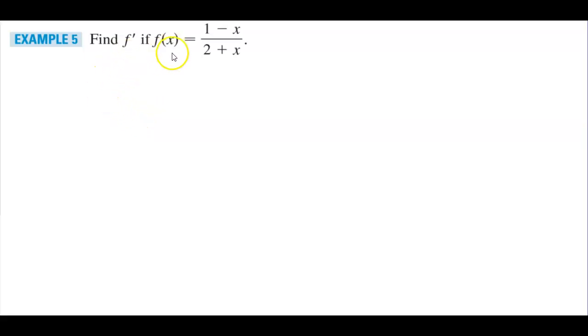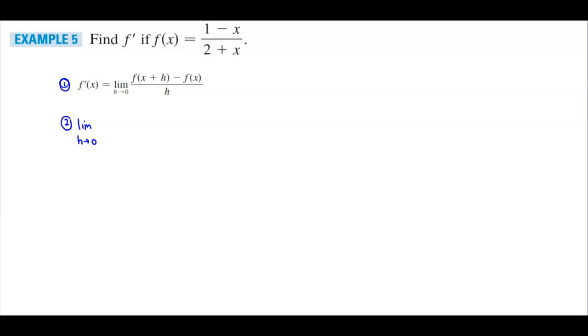Example 5, find f prime, the derivative of f of x, if f of x is equal to 1 minus x over 2 plus x. So we're going to use, again, our definition that we have from the beginning of the section. So what we want to do is find the limit as h is approaching 0.